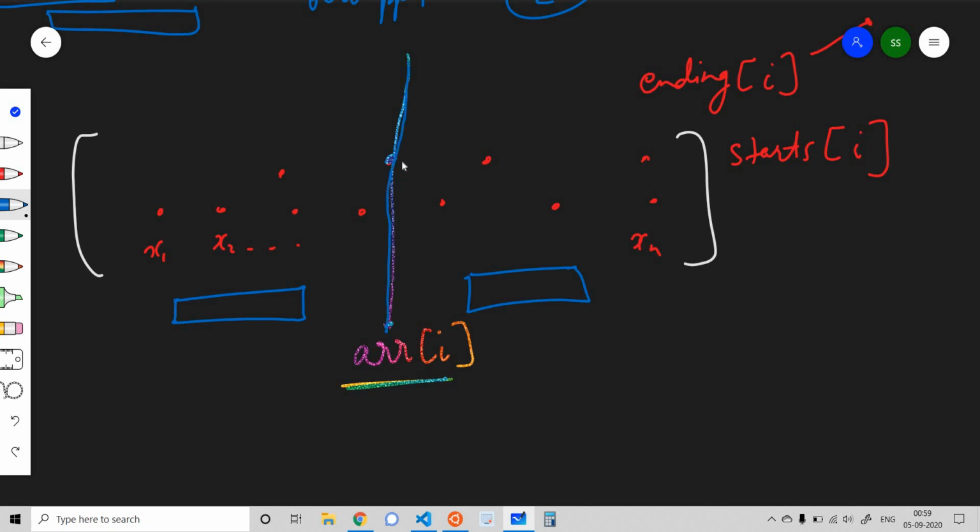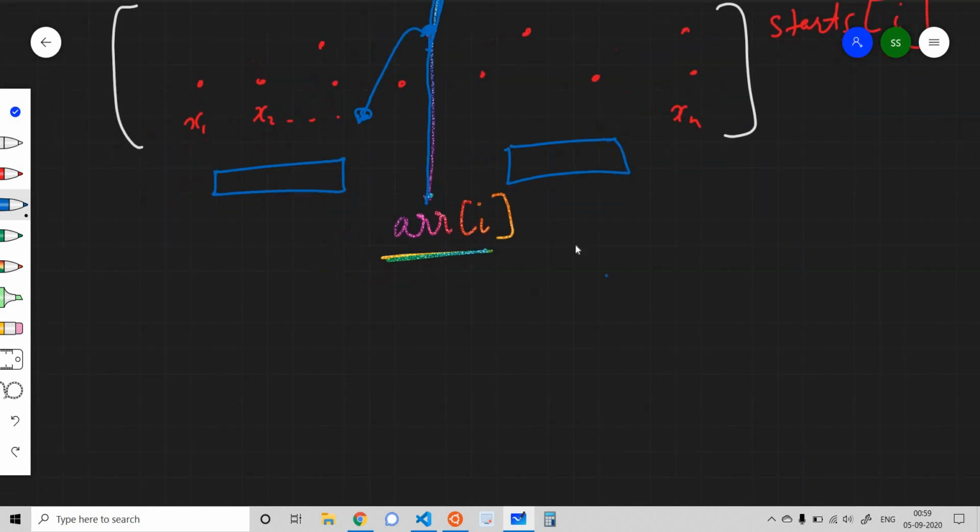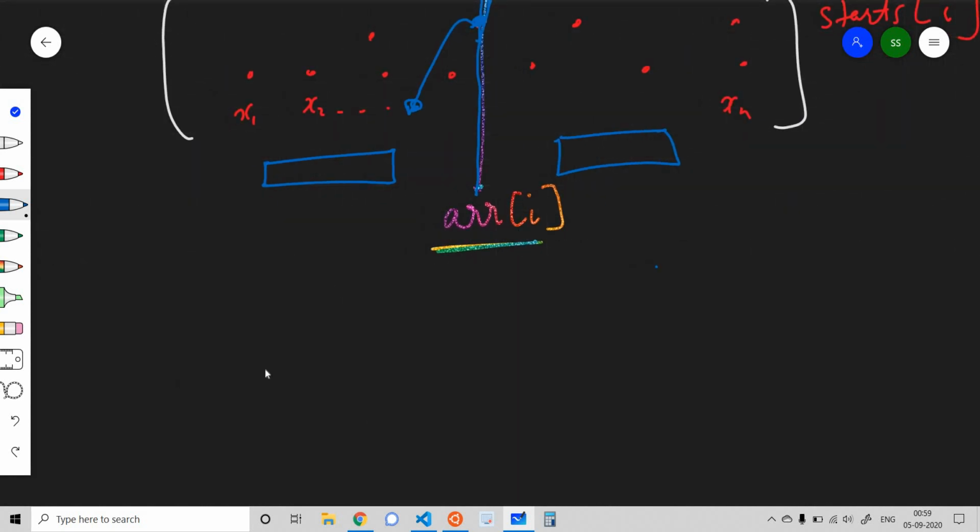Okay, and yes, we include this point. I am including the point which is lying on this line. I am including on this side, that is on the left side. So ending I also consists of this line, that is the point lying on this line, but start I also includes this point.